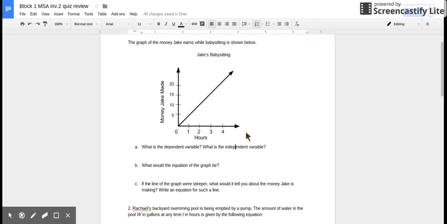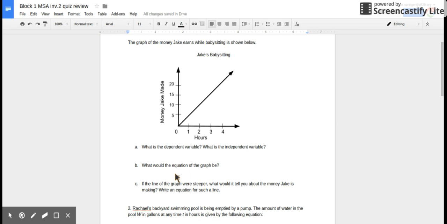Here's our review for the Investigation 2 quiz we just took. So we have the graph of the money Jake earns while babysitting, shown below. The first question they ask is, what is the dependent variable and what is the independent variable? Well, the dependent variable is on our y-axis, and that is the money Jake made. And our independent variable is on our x-axis, and that's going to be our hours.